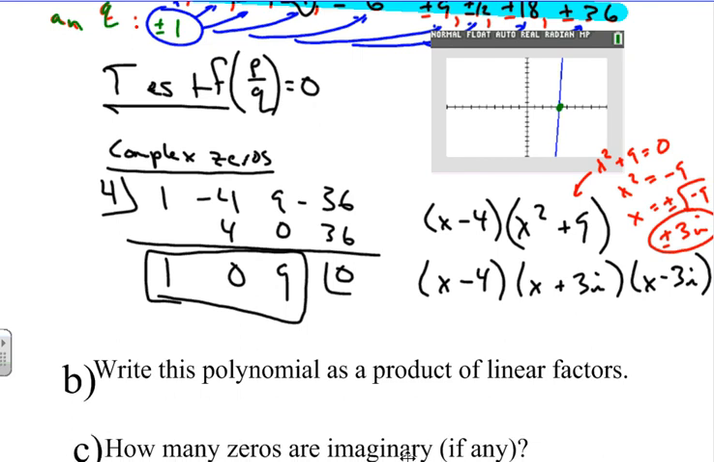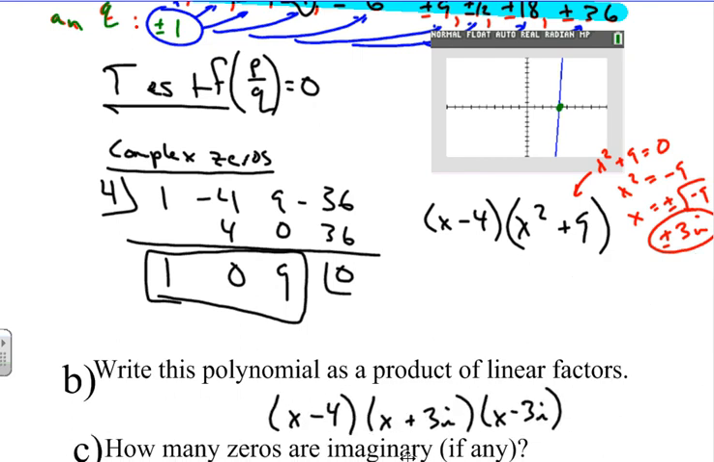Write the polynomial as a product of linear factors. This is the polynomial as a product of linear factors. My zeros are 4 and 3i. And so here's my 0. Here's my other 0 right there, which we know is going to equal 4. All right, x equals 4.